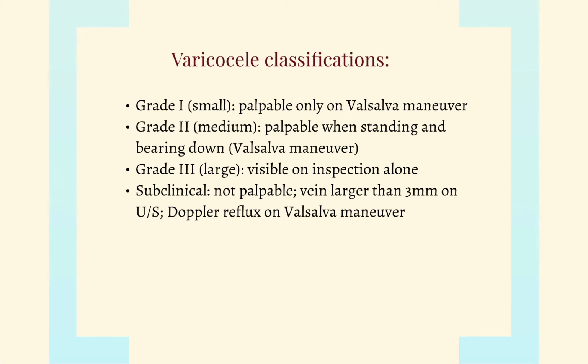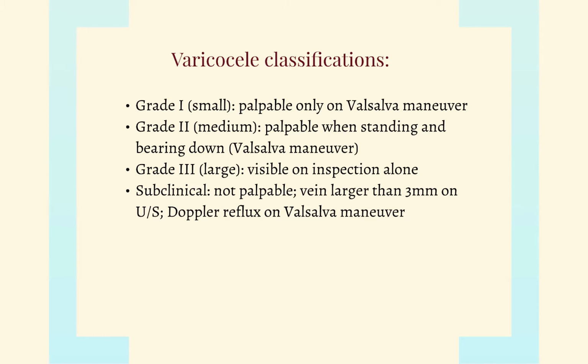Varicoceles are classified into the following grades. Grade 1 are small, which is palpable only on Valsalva maneuver, which increases intra-abdominal pressure and therefore impedes drainage and increases varicocele size. Grade 2 or medium is palpable when standing and bearing down, though can be palpated without Valsalva maneuver. Grade 3 or large is visible on inspection alone. There's also subclinical, which is not palpable.